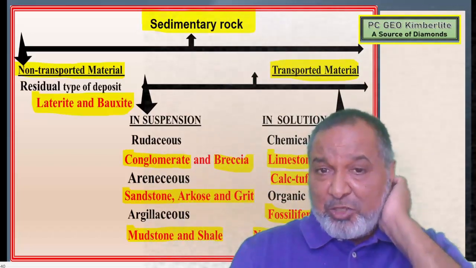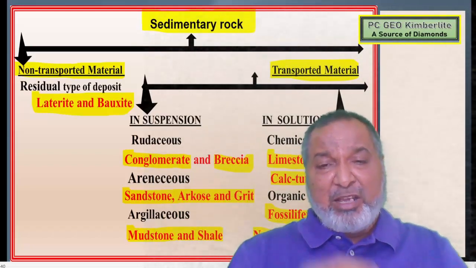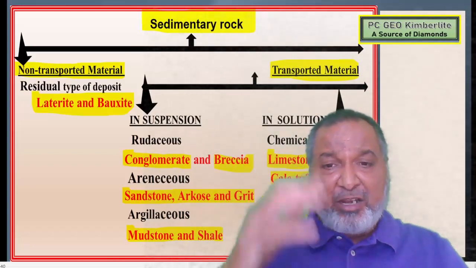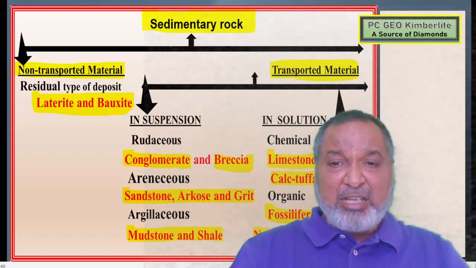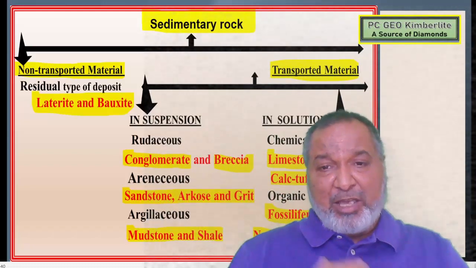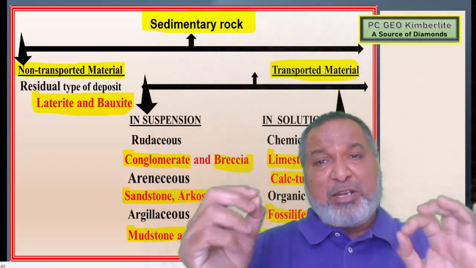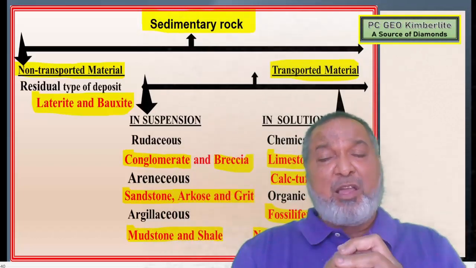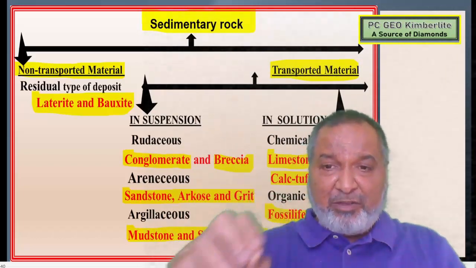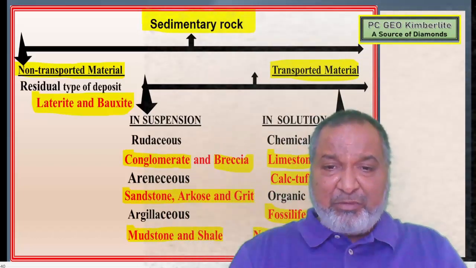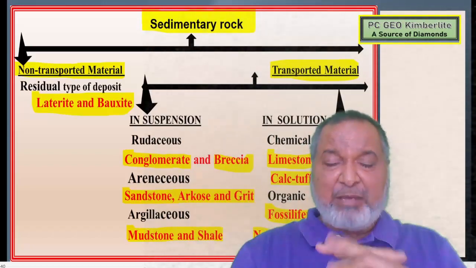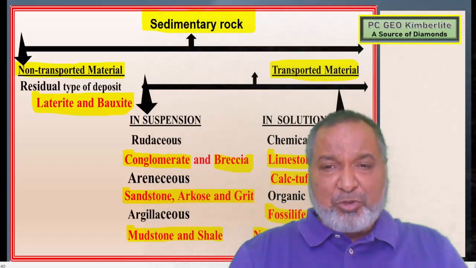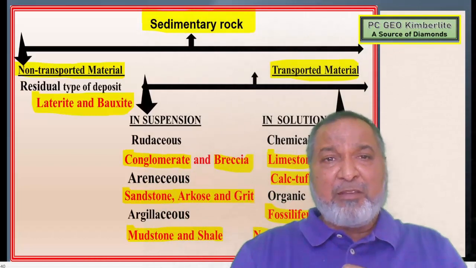sedimentary transported in solution, organic type of deposit. At the time of chemical deposit, if any plant or animal is there, it is deposited and its fossil is formed. So there we can write down sedimentary transported in solution, organic type of deposit: fossiliferous limestone, siliceous limestone, nummulitic limestone, oolitic limestone. Based on the fossil, we have the name.